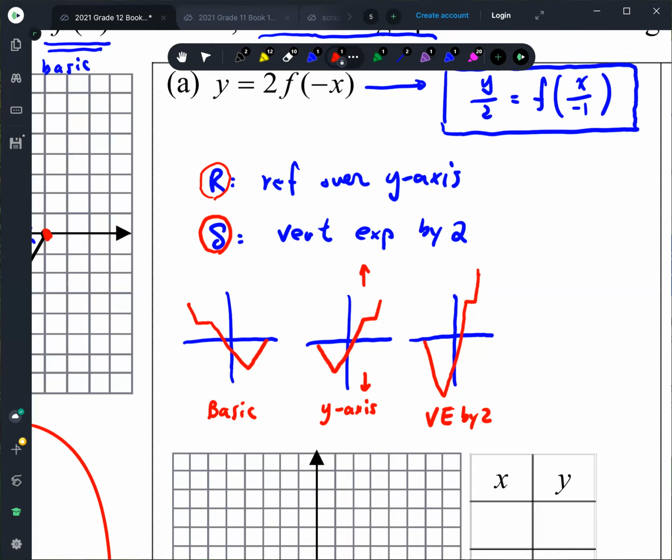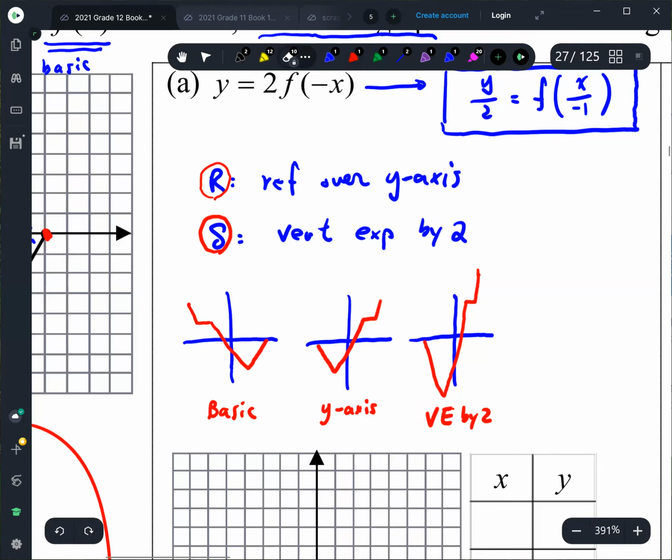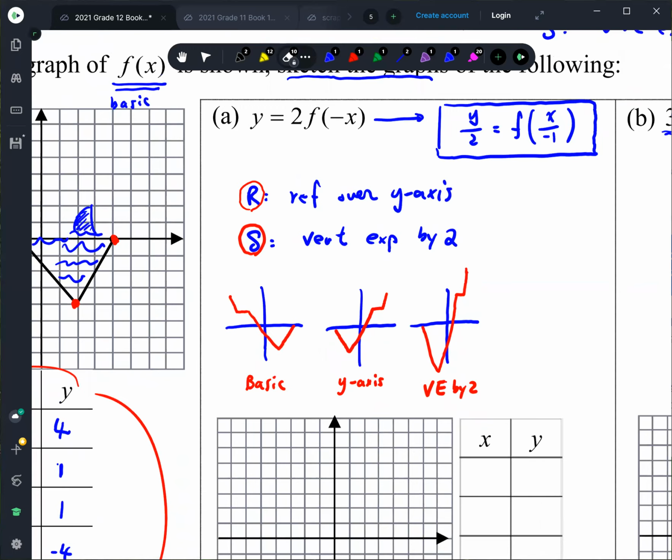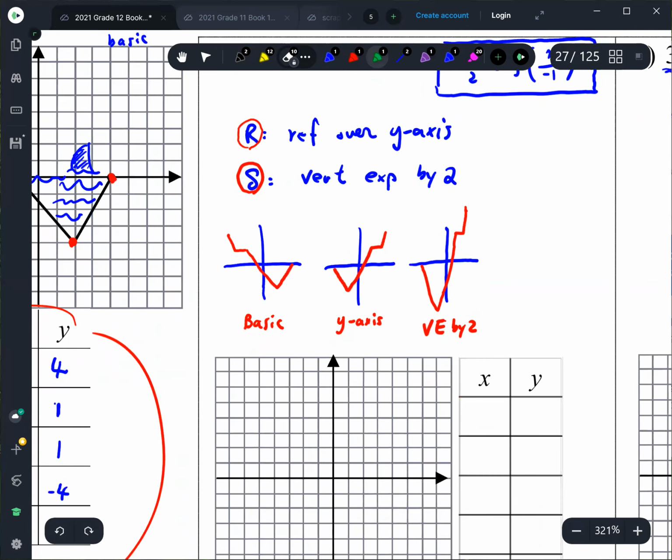Okay, makes sense? This is a skill you can use if you want to check whether your final graph makes sense or not. If your graph at the end looks very weird, very different from this, then you need to go back and check your points. So that's what we expect to get. Let me highlight that. Okay, that should be our final result.